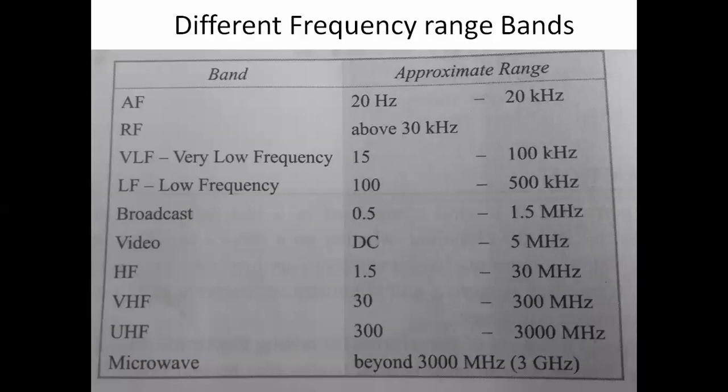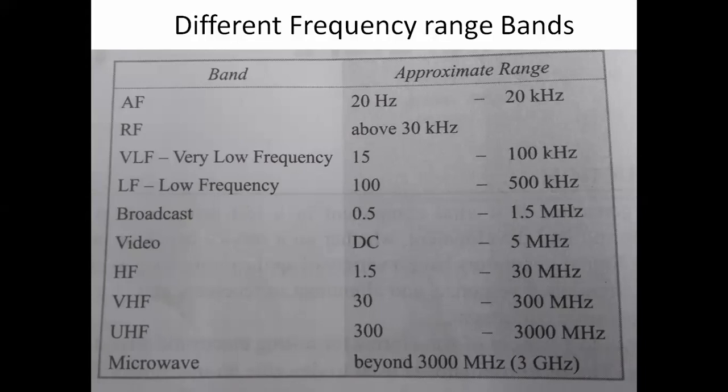These are the different frequency range bands. I think all of you know this. The audio frequency range is 20 Hz to 20 kilohertz. RF, the radio frequency range, is above 30 kilohertz. VLF, very low frequency, is 15 to 100 kilohertz. The low frequency range is 100 to 500 kilohertz. Broadcast is 0.5 to 1.5 megahertz. The video range is DC to 5 megahertz. And high frequency is 1.5 megahertz to 30 megahertz.